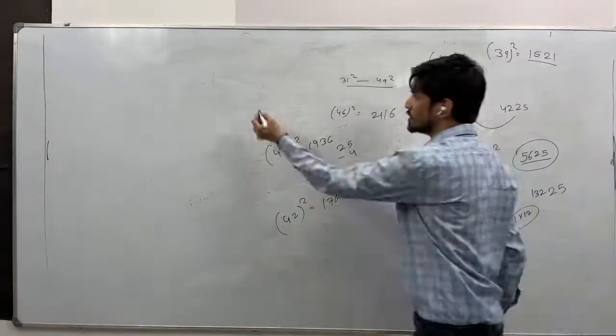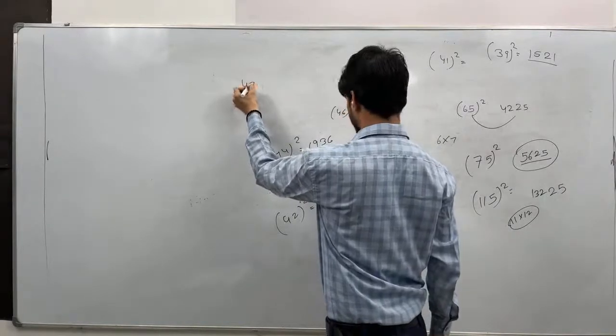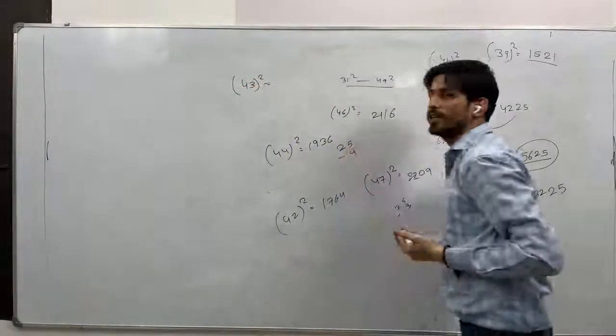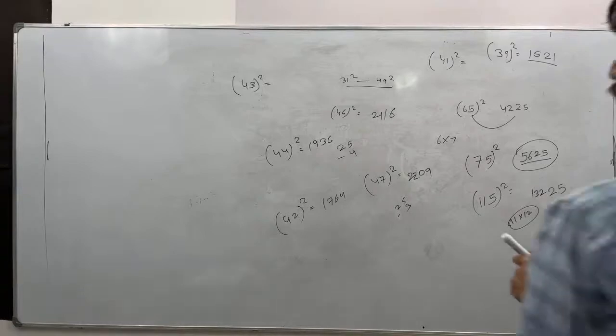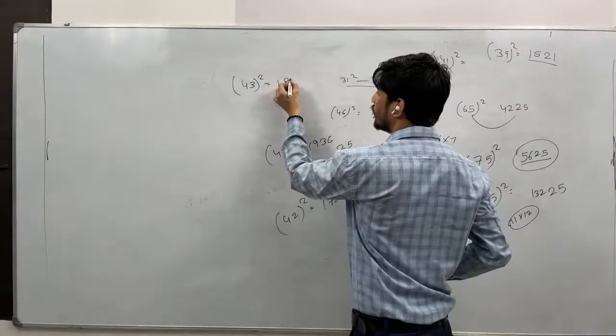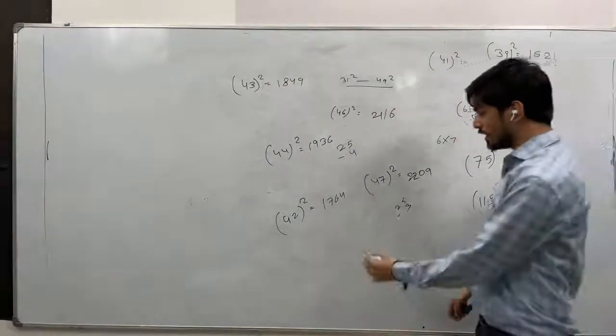Let's say now if I ask you what is the square of 43? Quickly, can anyone tell? 43, you see, the difference is 7. So 49 will come on that side. 25 minus 7 is 18. So what is the final answer? 1849. Clear?